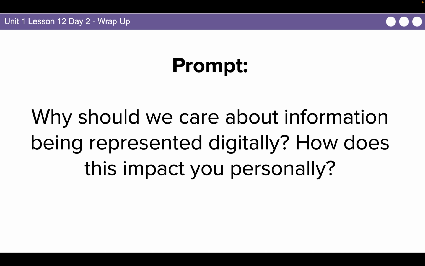So as a wrap-up, why should we care about things being represented digitally? How does it impact you personally? Take a moment to think about all the personal stuff, things that are personal to you that have been represented digitally. How much information about you as a person has been put out on the internet or just represented in school tech systems or is being monitored using surveillance and is stored digitally?